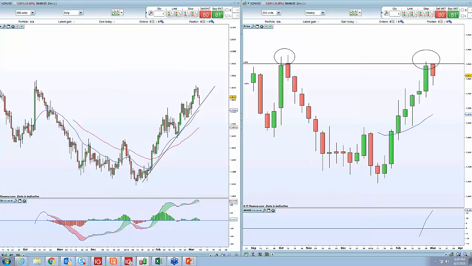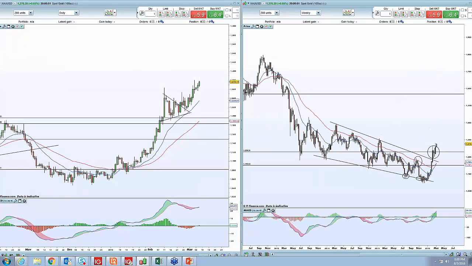But you got the gist of price action and support resistance. So let's look at gold. Gold, very bullish as well.